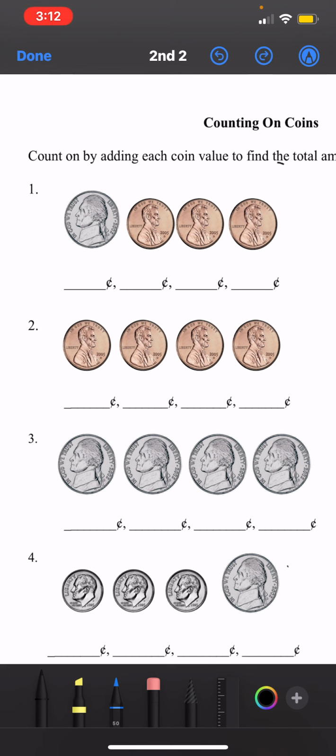Now let's look at number 4. We have 3 dimes and a nickel. How many cents does 1 dime equal? We forgot. So let's check up here.